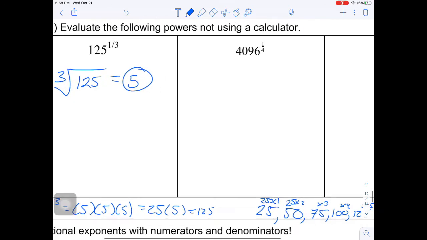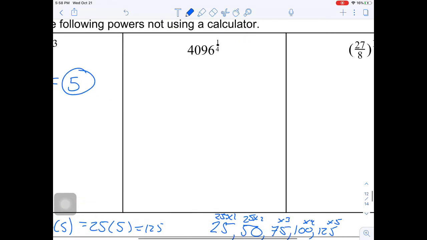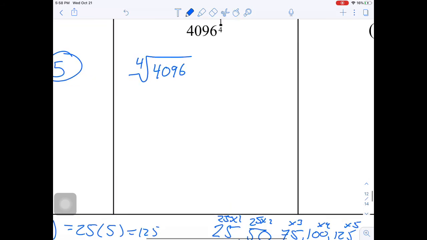Now, let's move on to our next one here. So this one's not as simple. I'm not going to list all of the powers of 4, plus this is a huge number. But what I can do is list this as the 4th root of 4096. Now, let's evaluate this using our prime factorization.